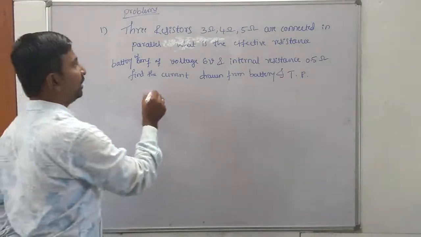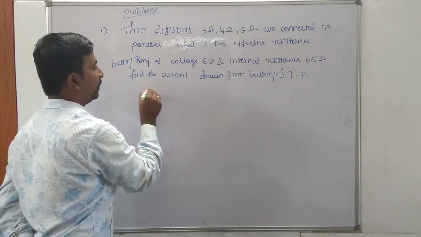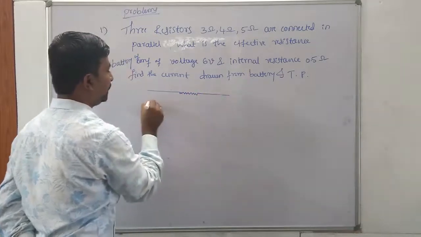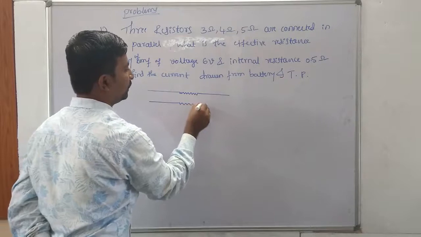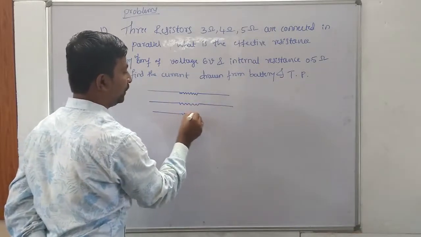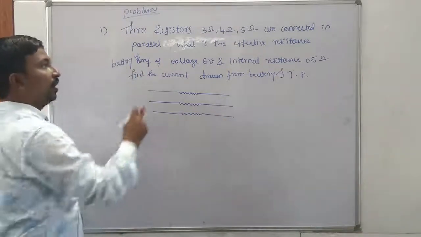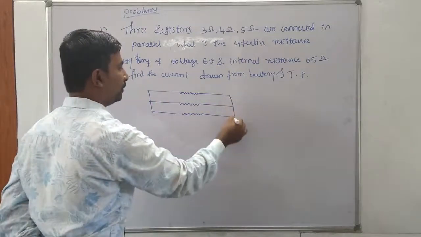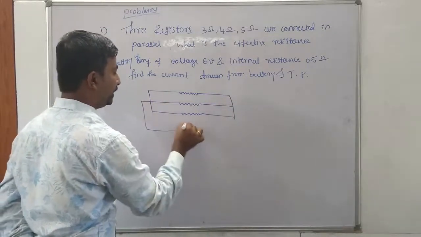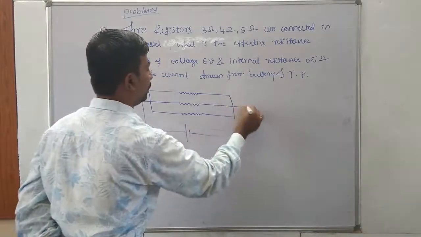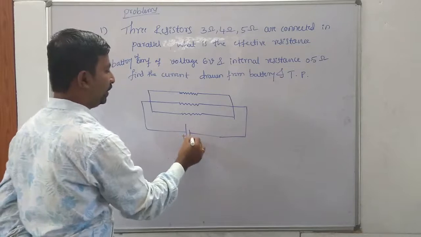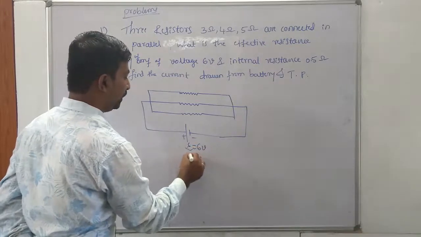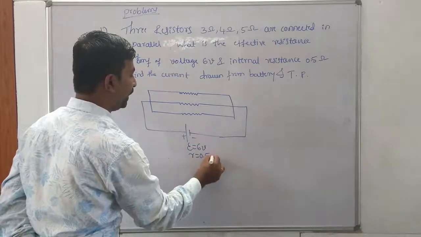So first, we have three resistors. You can draw the diagram. First resistor, second resistor and third resistor. All three resistors are connected in parallel. It is connected to a cell or battery, plus and minus. EMF is equal to 6 volt and internal resistance is equal to 0.5 ohm.